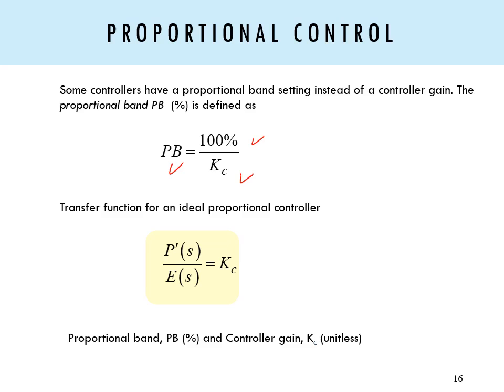The transfer function for an ideal proportional controller is the controller output divided by controller input and equal to the controller gain, which is Kc. Kc is dimensionless.